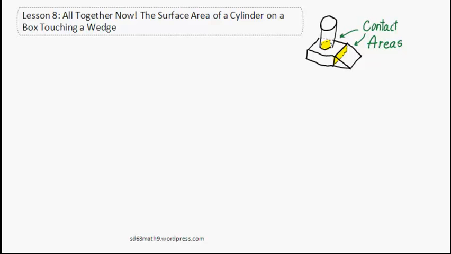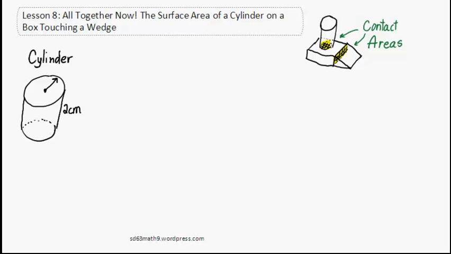Lesson 8. All together now. The surface area of a cylinder on a box that is touching a wedge. The surface area is the outside area, the area that you would wrap around an object. When a couple of objects are touching each other, part of what is on the outside goes to the inside, and we need to be able to subtract those out. Let's have a look at this.